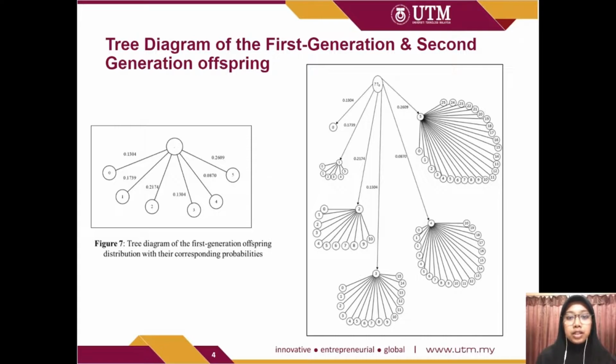Now I'm going to present the tree diagram of first and second generation of offspring. Figure 7 shows the tree diagram of first generation of offspring distribution with their corresponding probabilities. This figure represents there is a maximum chance, which is 26.09%, to enroll 5 clients, followed by 21.75% with 2 clients, then 17.39% with 1 client, and 13.04% with 0 and 3 clients, and only 8.7% associated with 4 clients in the first generation. The figure at the right side represents the tree diagram for second generation of offspring distribution with their corresponding probabilities.